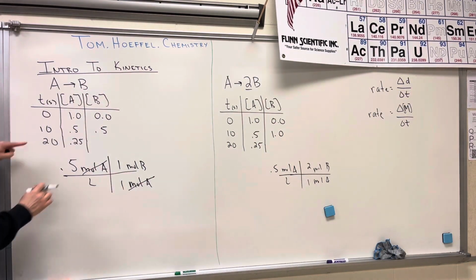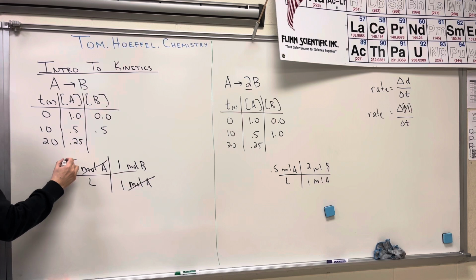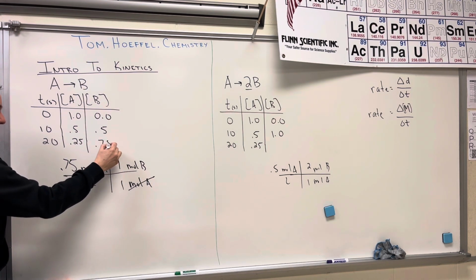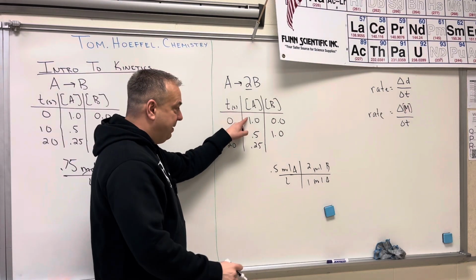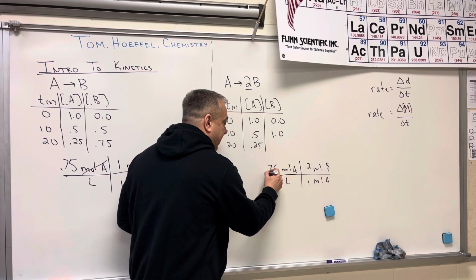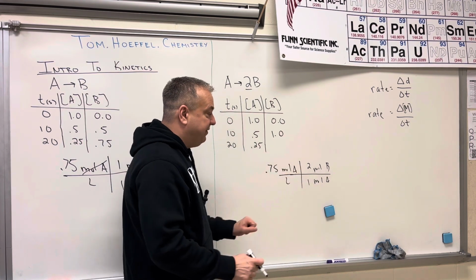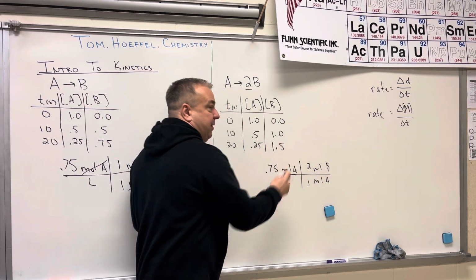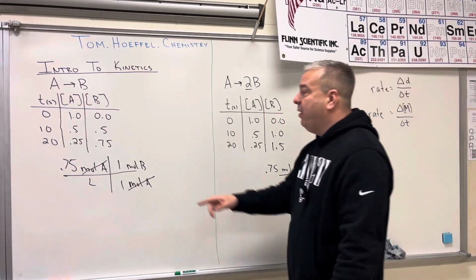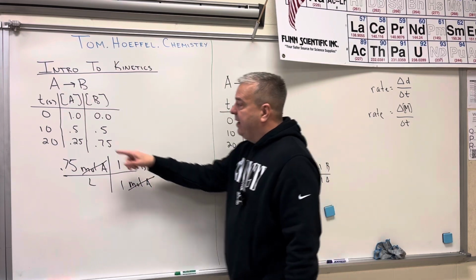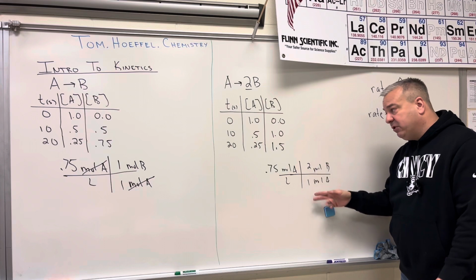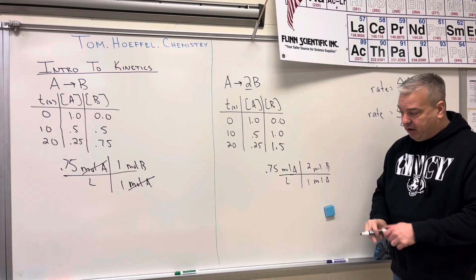After 20 seconds, it looks like 0.75 has reacted. Well, 0.75 times 1 divided by 1 is going to be 0.75. Okay. Same thing here. From 1 to 0.25 is going to be 0.75. Okay. And 0.75 times 2 is going to give us 1.5. Okay. So we're just using some stoichiometry here to figure out what these values will be. As this reacts, it's going to be 1 to 1. As this reacts, it's going to be 2 to 1. So our numbers over here are going to be larger.